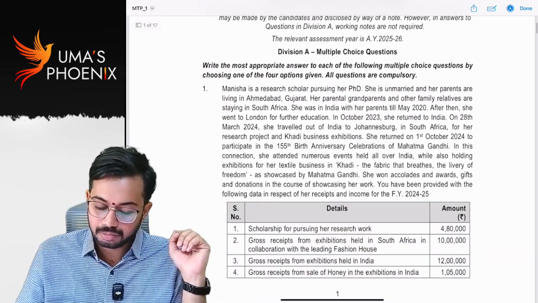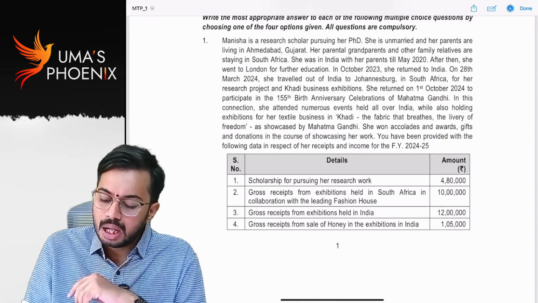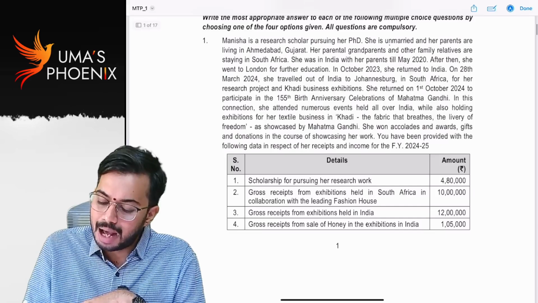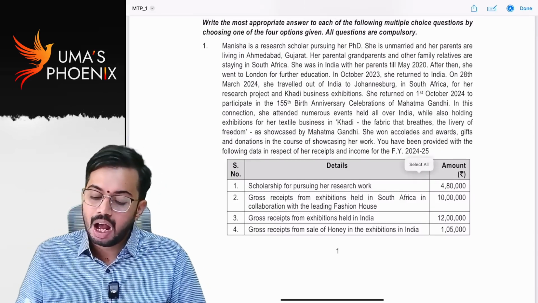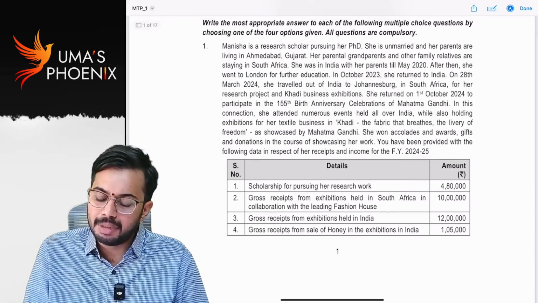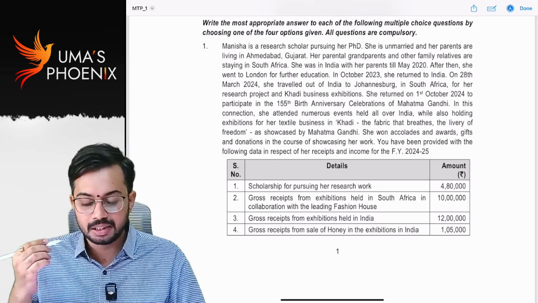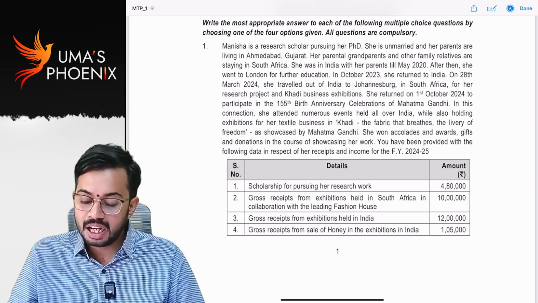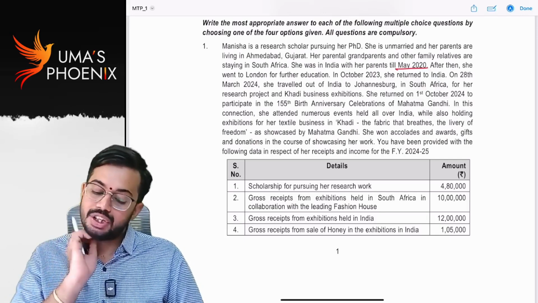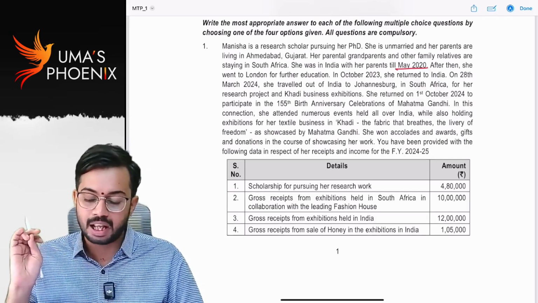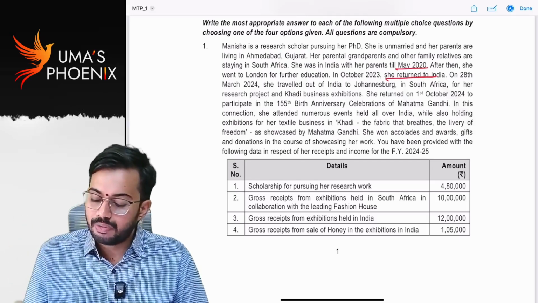First, Manisha is a research scholar pursuing her PhD. She is unmarried and her parents are living in Ahmedabad, Gujarat. Her paternal grandparents and other family relatives are staying in South Africa. She was in India with her parents till May 2020. After that, she went to London for further education. In October 2023, she returned to India.